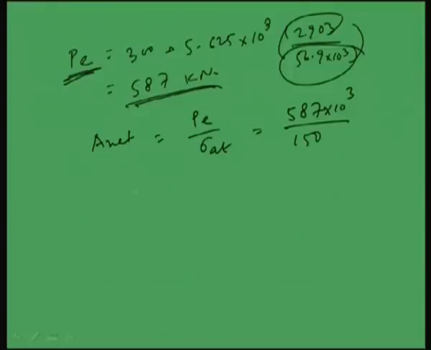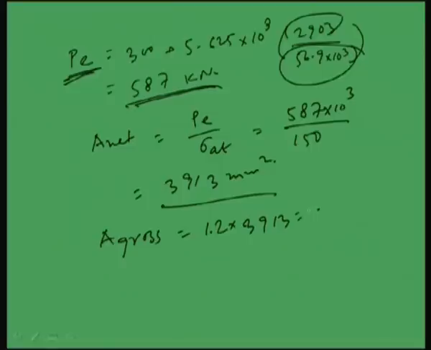by 150, that means net area required will be 3913 millimeter square, right. So from the equivalent load we see that we need a net area of 3913 millimeter square, that means gross area will be required. Gross means because of deduction of holes etc. we have to increase it a little, so maybe 20% we can increase. So if we increase this, we are getting 4696 millimeter square, okay. So gross area we are going to get.